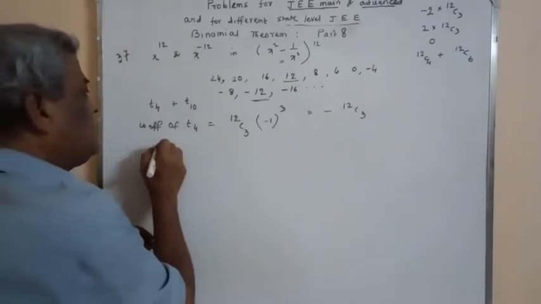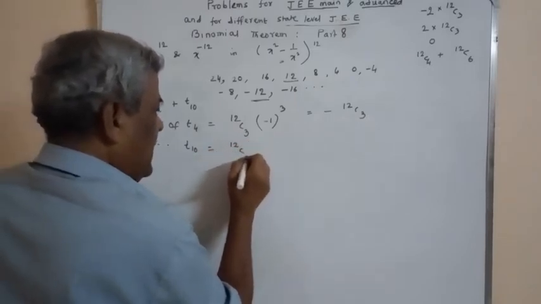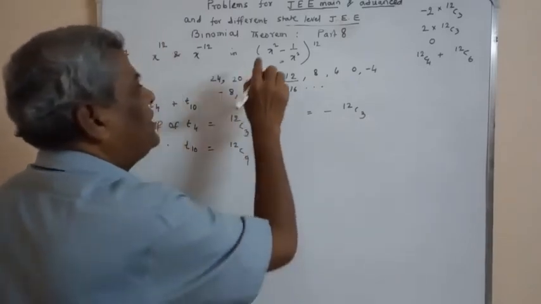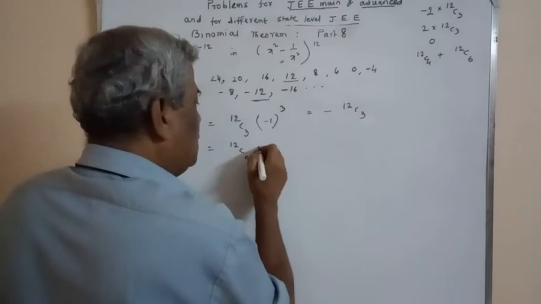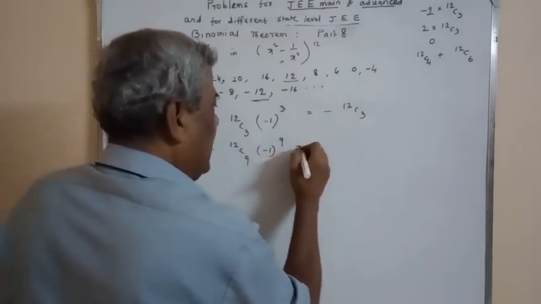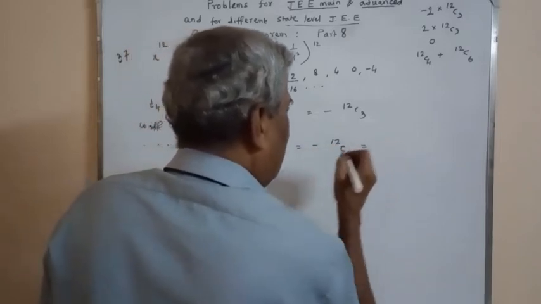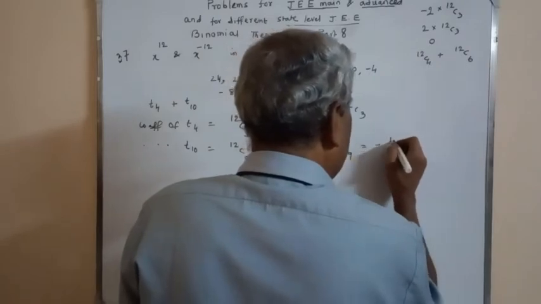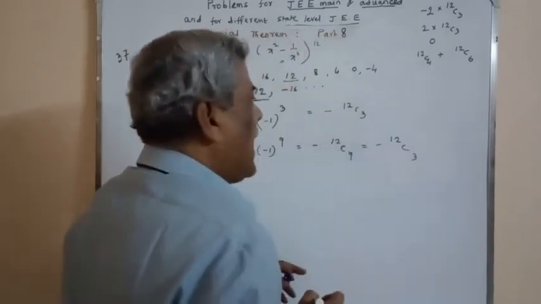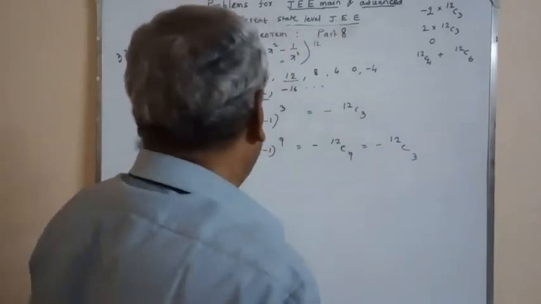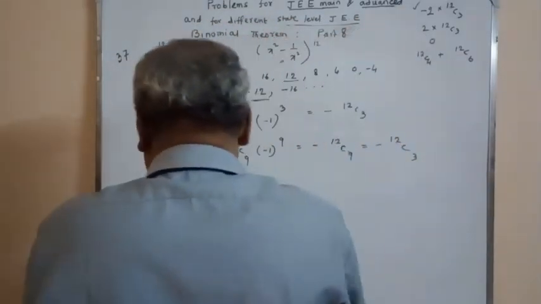Now the coefficient of T10 is equal to 12C9 into 1 to the power 3 into (-1) to the power 9. So again it is -12C9. 12C9 is nothing but 12C(12 - 9), that is 12C3. So the sum is this plus that, that is -2 times 12C3. First option is correct.